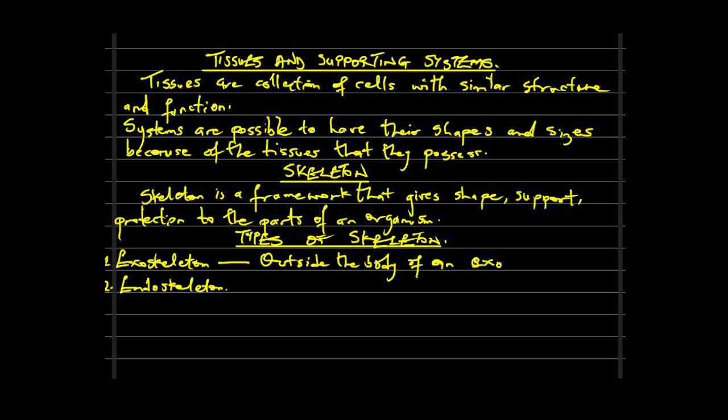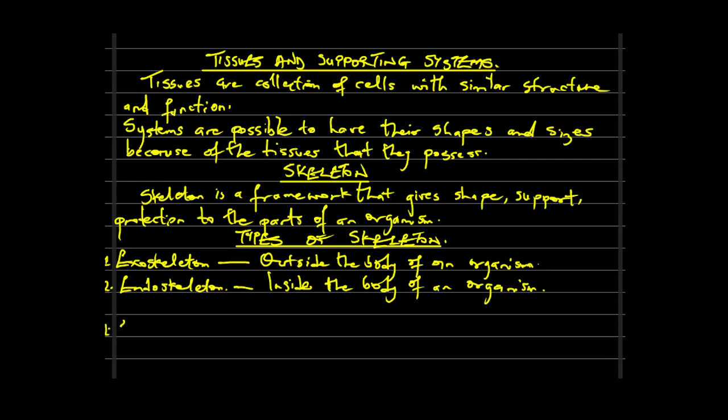The exoskeleton is found outside the body of an organism, while the endoskeleton is found inside the body of an organism. So that is the first thing we need to understand about this. We have the exoskeleton that is found outside the body of an organism and the endoskeleton that is found inside the body of an organism. So let us quickly look at what the endoskeleton is.